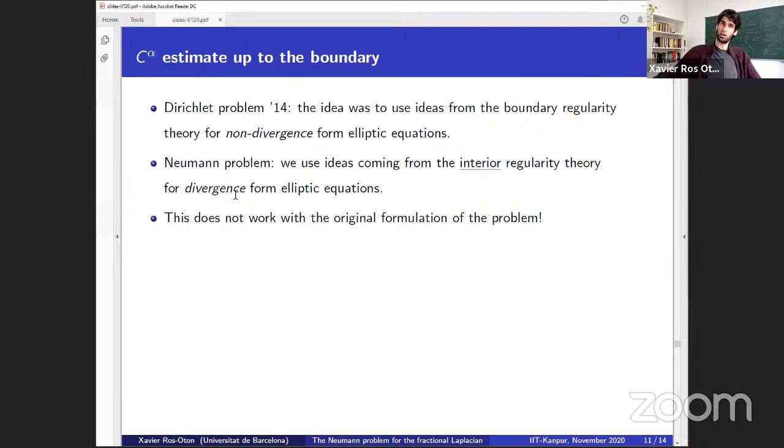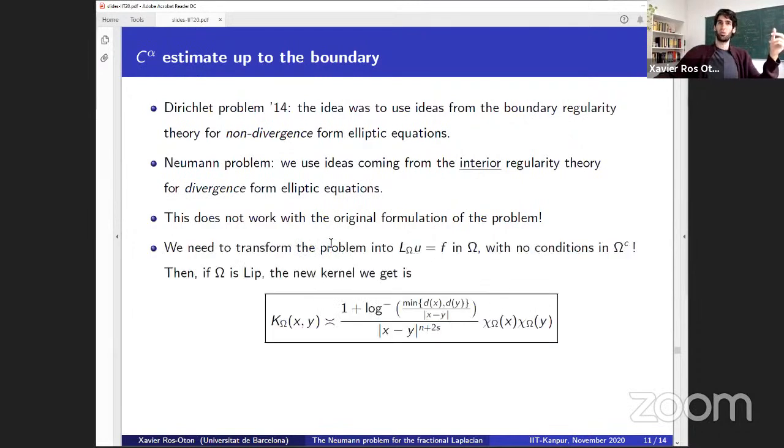It's also interesting to say that this approach does not work, or at least we do not know how to make it work, with the original formulation of the problem. So you take the problem the way I stated it, with the fractional Laplacian inside and the Neumann condition outside, and then it's very difficult, or we cannot make it work, to treat it as an interior regularity result. Okay, so an interior regularity approach.